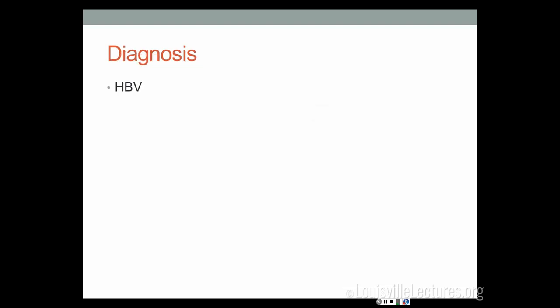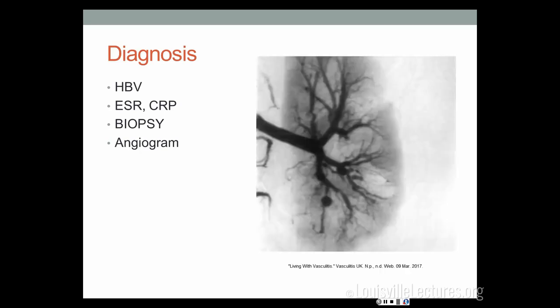So the diagnosis is difficult. If someone has hepatitis B in a suspicious clinical picture, that may be enough. They will have elevated sed rate and CRP typically, but mainly you need a biopsy. You need tissue for diagnosis. Angiogram can help suggest what's going on. If you see mesenteric aneurysms or renal artery aneurysms, that's helpful, but you still probably need a biopsy. So this is mesenteric involvement. And then it's a panmural necrotizing vasculitis.